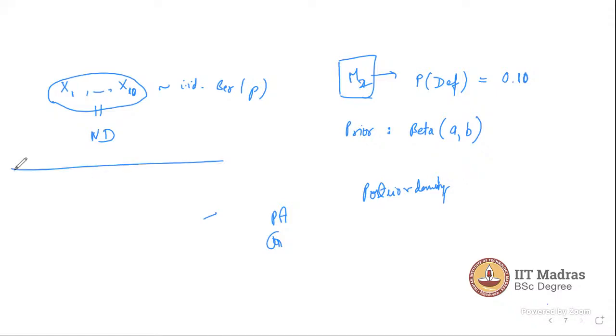What is mode in general? Mode is whatever occurs the maximum number of times in your sample. And for mean, you consider all the samples and sum them out, and we say this is our mean. So there are two different estimators here: one is the posterior mode, and the other is the posterior mean.